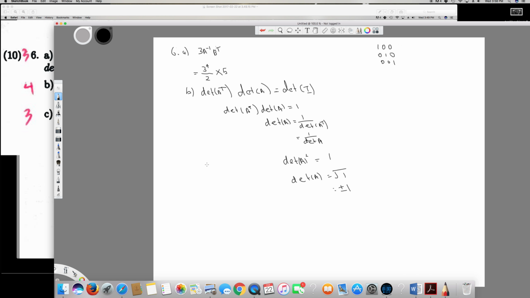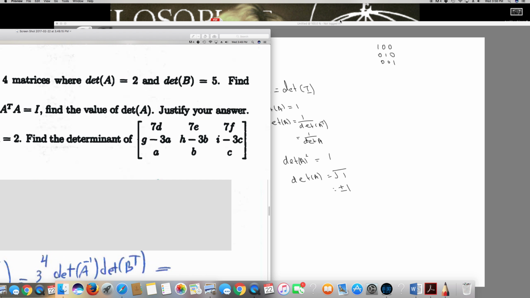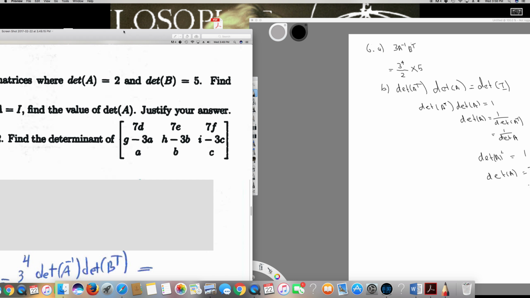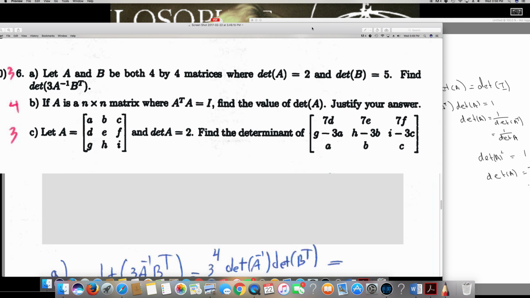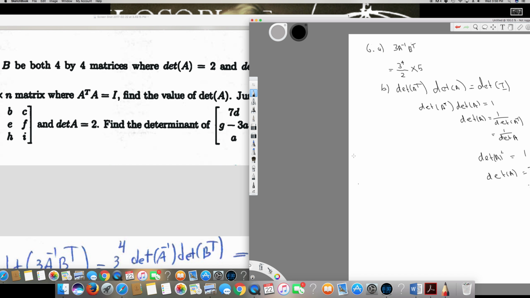And the third question we have: let A be the matrix with rows A B C, D E F, G H I, and determinant A is equal to 7. Find the determinant of this other matrix. So let's see how we can find it. They have given determinant A is equal to 7, and from this information I can find this. That's the information given.